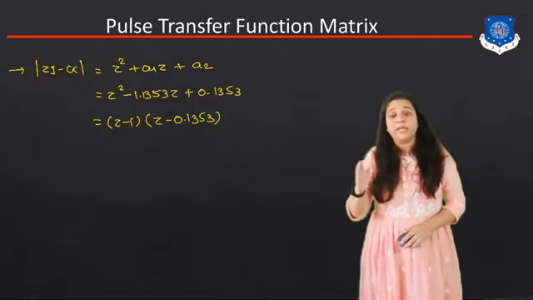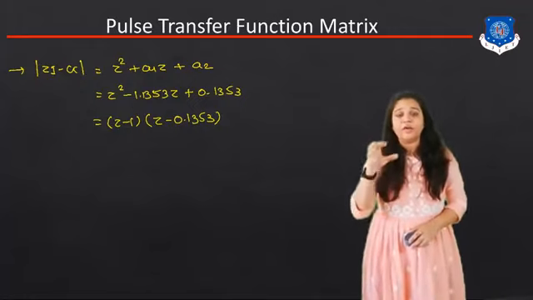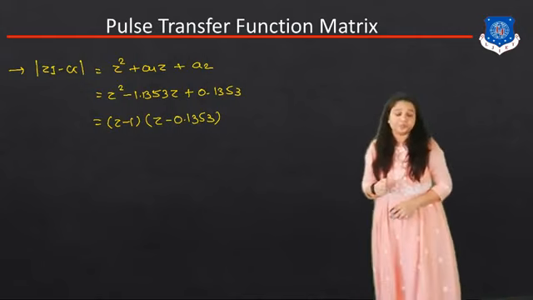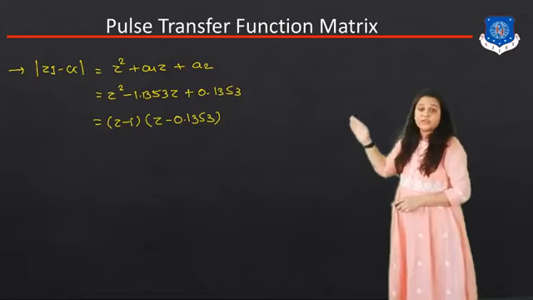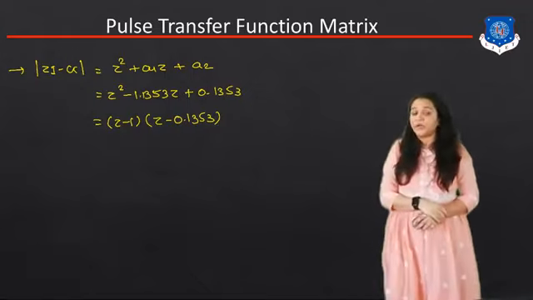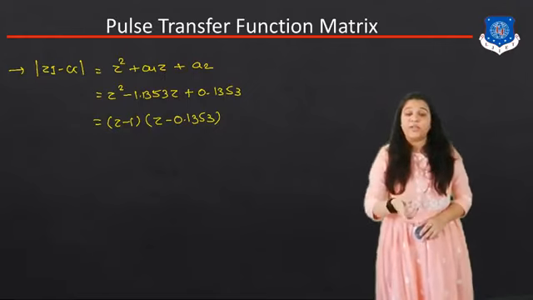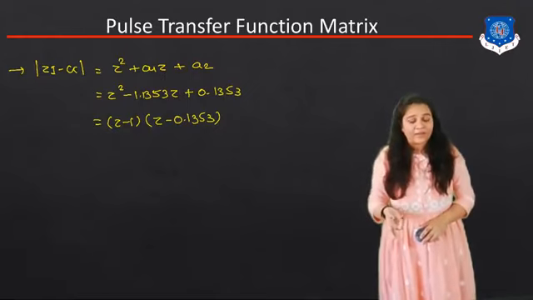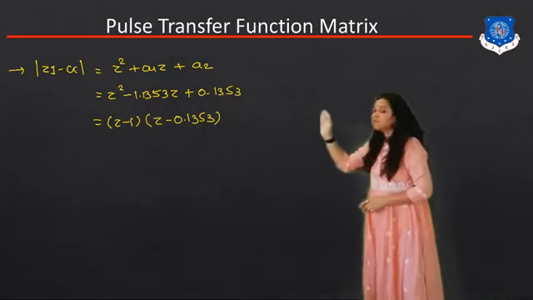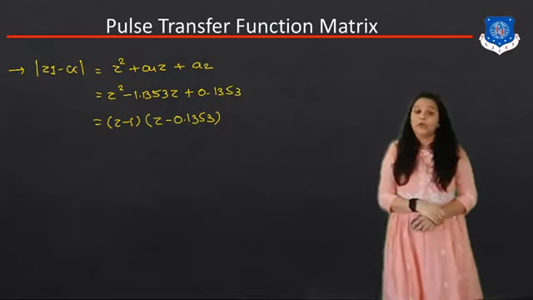So simply here we have to put the value of the a1, a2, a3 coefficients in this particular equation and get the equation. So the equation will become z square minus 1.1353 z plus 0.1353. Simply we have to find the factors of this particular equation. We can get z minus 1 and z minus 0.1353.